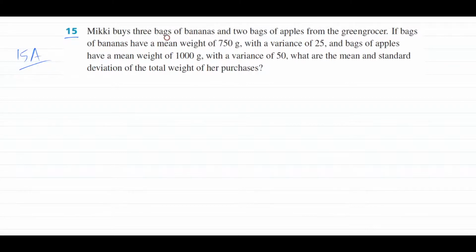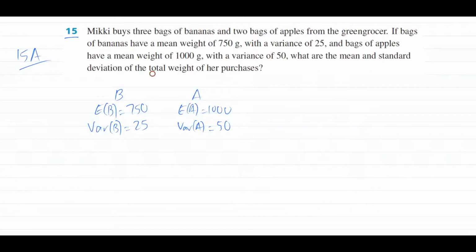Mikki buys 3 bags of bananas and 2 bags of apples from the greengrocer, so a standard linear combination. If bags of bananas have a mean weight, so let's just call B bananas, E(B) is 750 grams, and a variance, Var(B), of 25. And bags of apples have a mean weight of 1000 grams, so E(A) would be 1000 grams, and a variance, so Var(A), of 50.